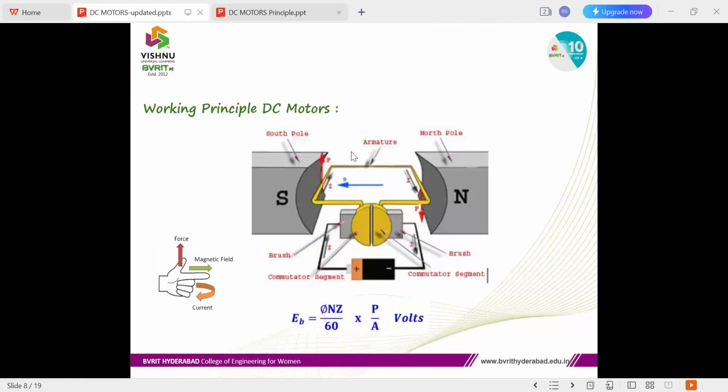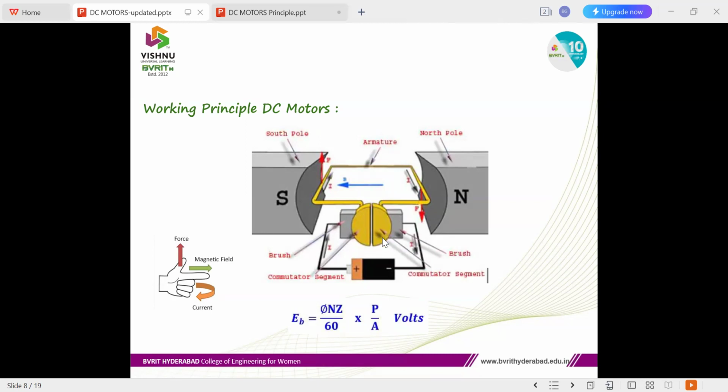Now the working principle of the DC motor. A DC motor works on the principle of the Lorentz force. As you know, the input is electrical. So this is the battery we have connected. We give the input supply voltage and current will start flowing through it. As you all know, whenever any current carrying conductor is placed in a magnetic field, it experiences a mechanical force, that is F equals BIL.